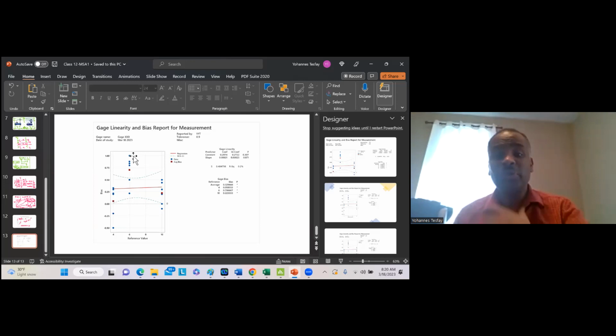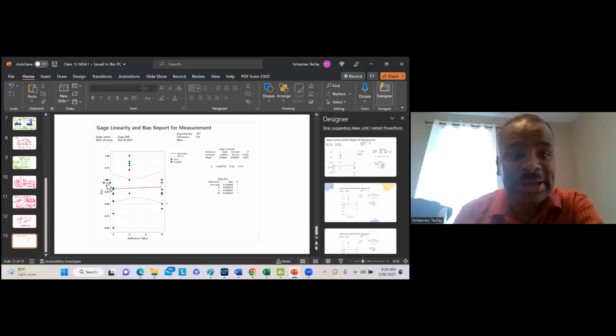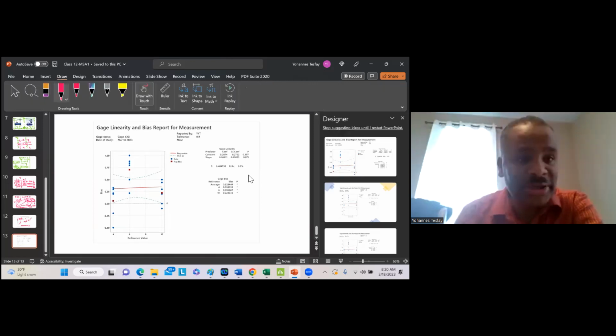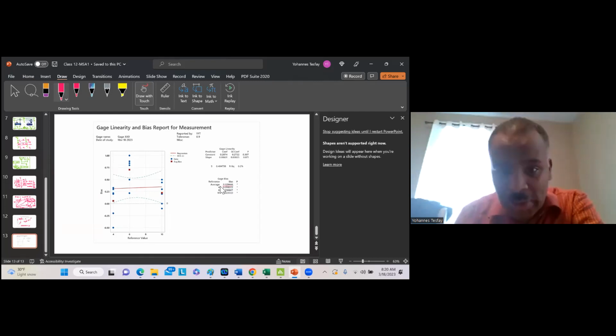Okay. That is what gauge linearity means. Linearity. As you see here, the average bias is this value. So whenever it measures 4, it might have a bias of 0.0005. Okay. 6, 0.7. And 10, 0.2222. So in this scenario, as you see the p-value here, they are all insignificant.